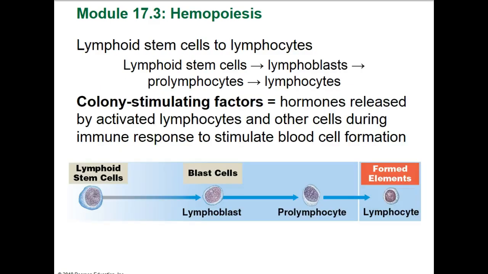So, here's the development of the lymphoid stem cells. They become lymphoblasts, then develop into prolymphocytes, and then to a full lymphocyte. And different chemical stimulating factors are involved all along the way. Colony stimulating factors. These are hormones released by activated lymphocytes and other cells during the immune response, and their purpose is to stimulate blood cell formation. So this is one of the hormones that we didn't talk about in the endocrine system, and you're going to see this throughout the rest of the chapter. We didn't cover every possible hormone in that first chapter of the semester.